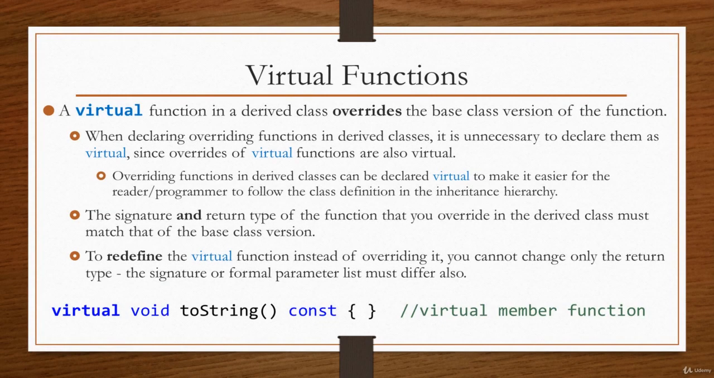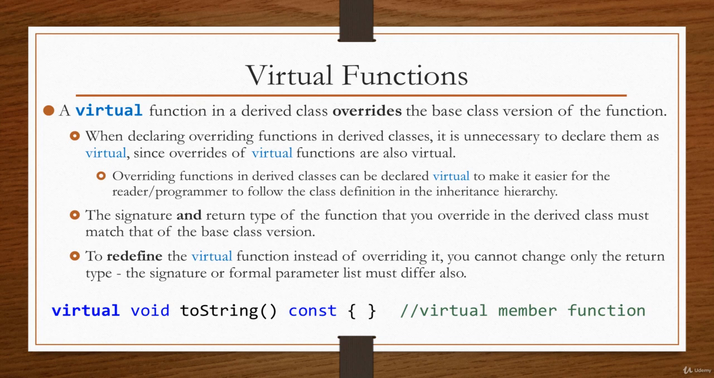Hey, so a summary for you on virtual member functions. A virtual function in a derived class overrides the base class version of the function. When declaring overriding, in other words virtual functions in derived classes, it is unnecessary to declare them as virtual, since overrides of virtual functions are also virtual. So you don't have to actually specify the overriding function in the derived class as virtual, but overriding functions in derived classes can be declared as virtual to make it easier for the reader, in other words the programmer, to follow the class definition in the inheritance hierarchy.